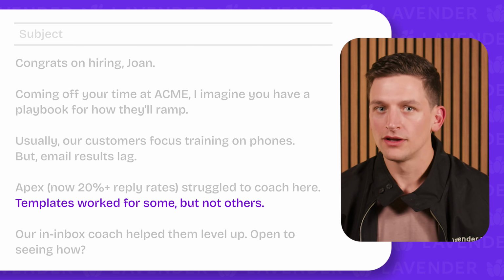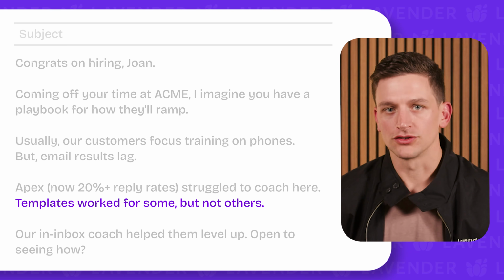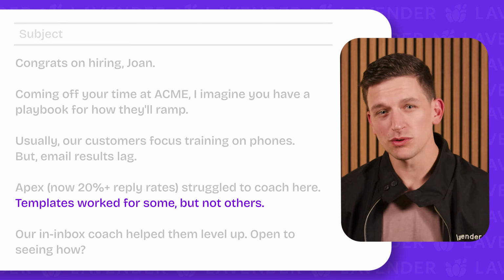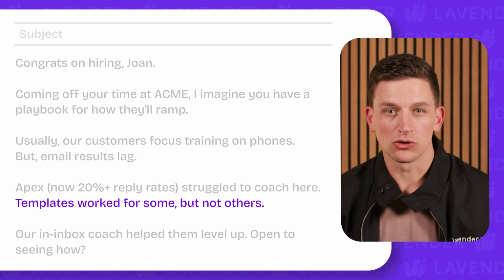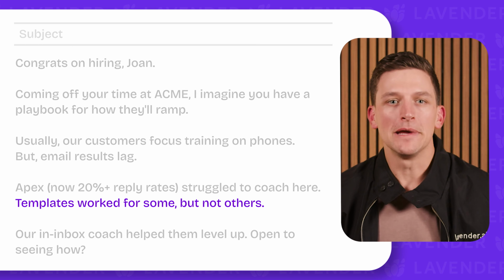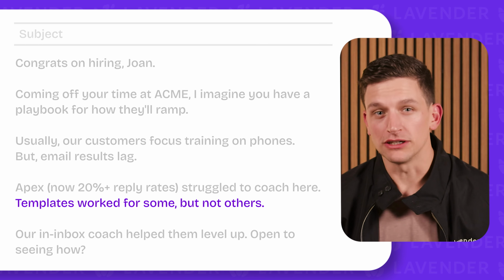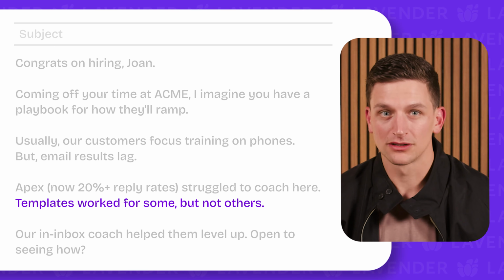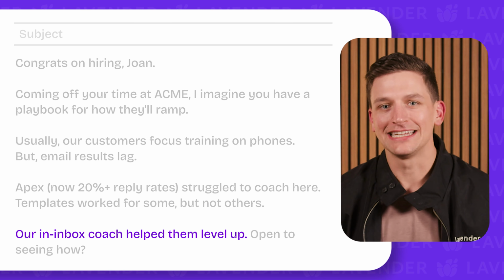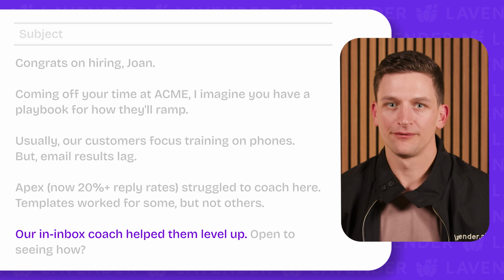Part four, templates worked for some, but not others. This is where we start to get specific with the problem we're trying to make relatable, right? We're trying to make the problem we solve concrete for the reader. So part four, make the problem specific. Part five, our in-inbox coach helped them level up. This one's simple.